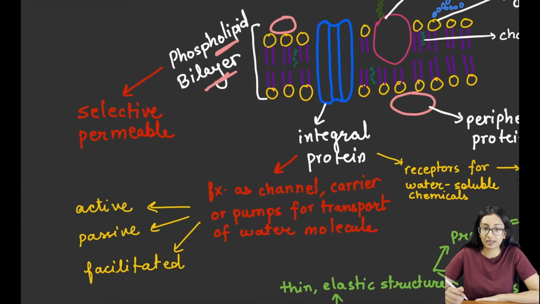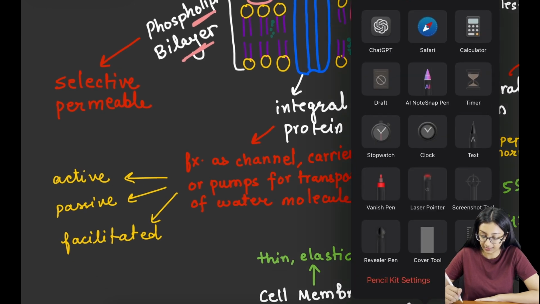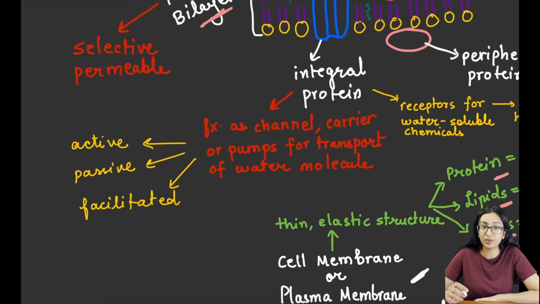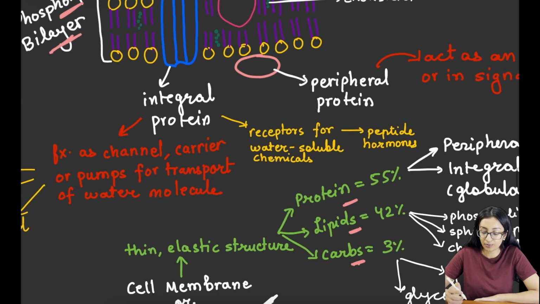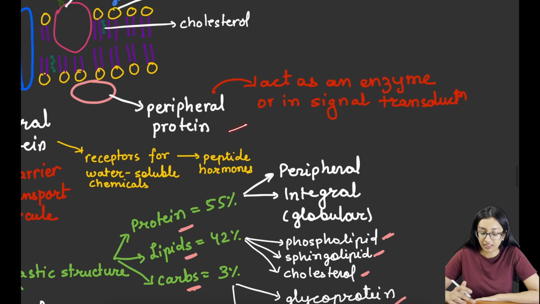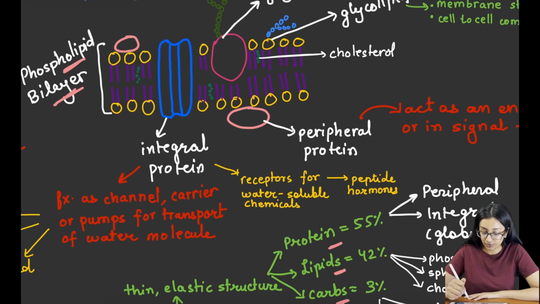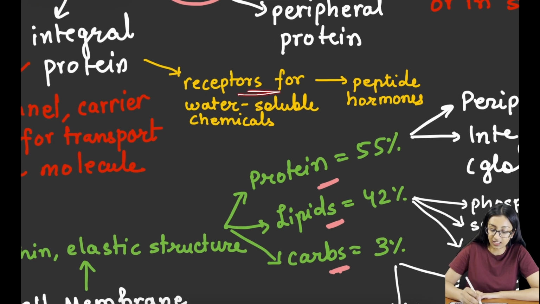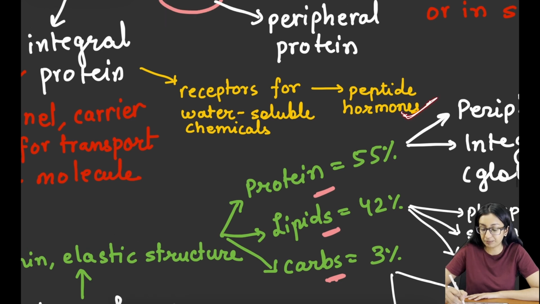Now let's look at the diagram again. Here in the blue, I have the integral protein. This integral protein acts as a channel, carrier, or pump for the transport of water molecules. Hence, there can be three processes going on: active, passive, and facilitated. Now, the other protein is the peripheral protein. Peripheral protein acts as an enzyme or for signal transduction. Then, the integral protein also has one more function which I forgot to mention: these are the receptors for water soluble chemicals. The water soluble chemicals can be the peptide hormones.